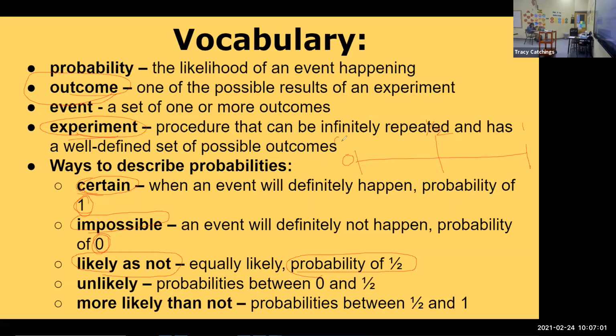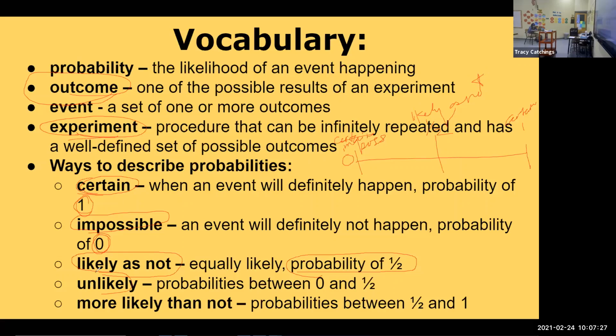So 1, that's the one that's certain. I'm going to label it like that. No, that's 1 is certain. Let me get my labels right. Then 0, we have impossible. And then we got in the middle, likely is not. And it's called likely is not because that means it could be on the lower end or the higher end.